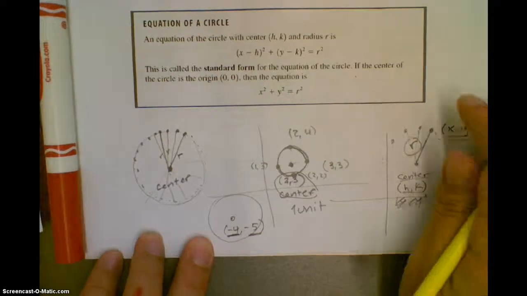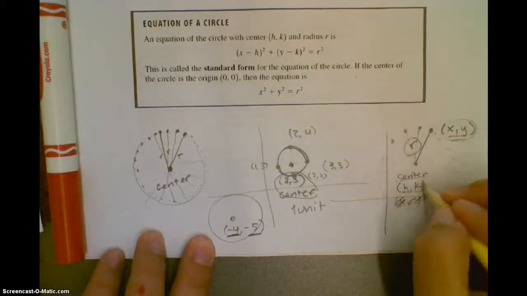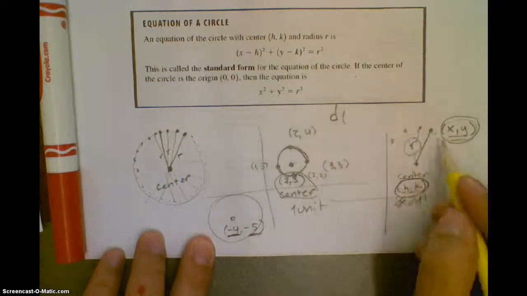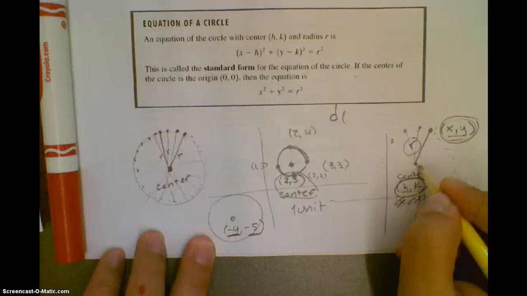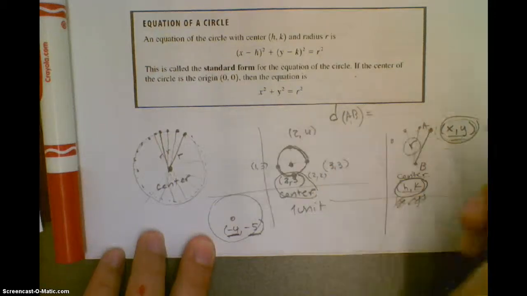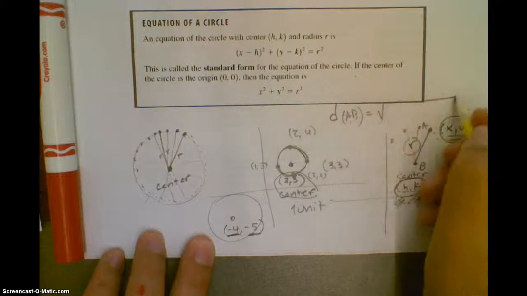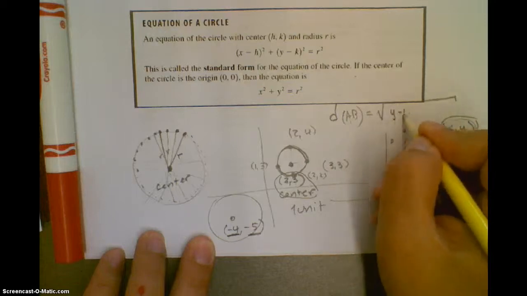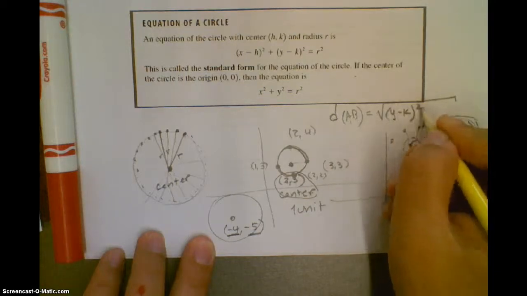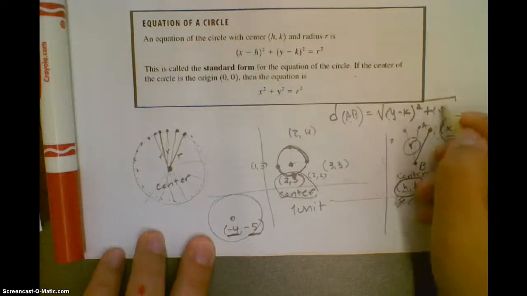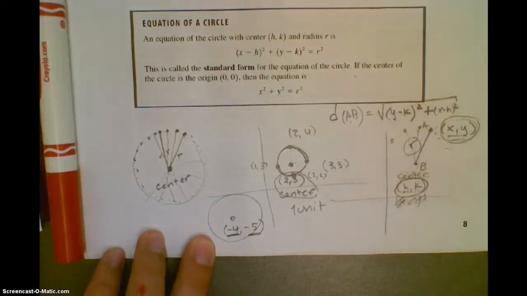So what does the distance formula say? That if I have the distance between 2 points, I'm going to call this B and I'm going to call this A. The distance between A and B is the square root of the difference of the y's squared, right? So the difference of the y's in here would be y minus k squared. And I'm going to add the difference of the x's squared, x minus h squared.